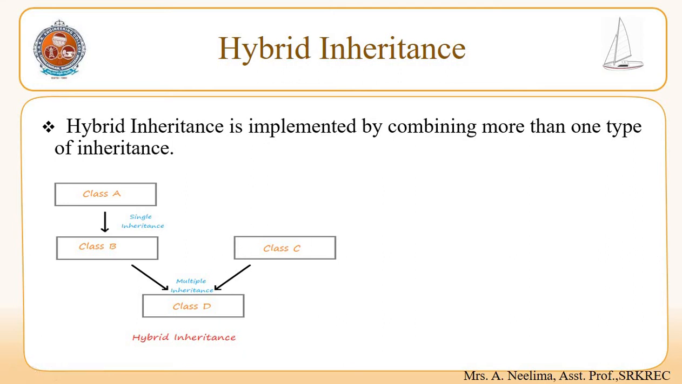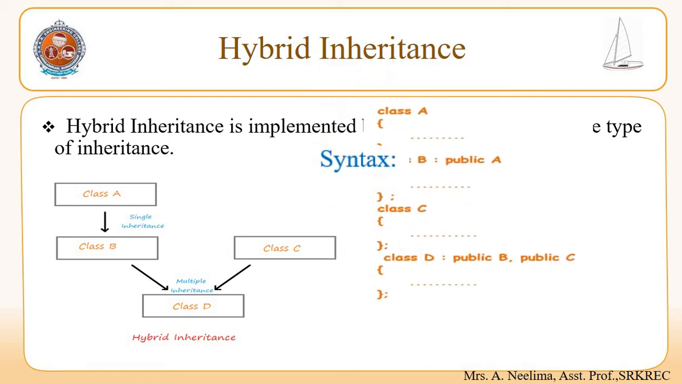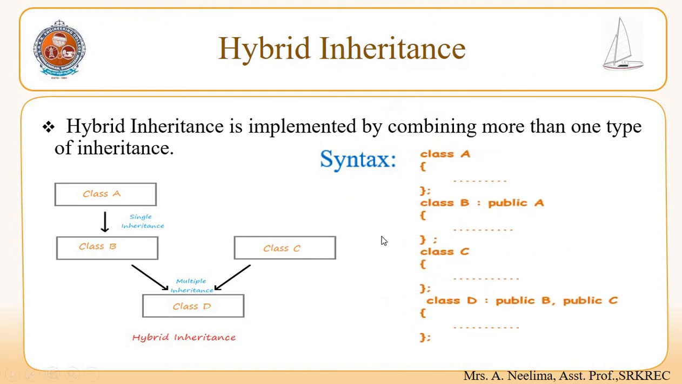Hybrid inheritance is used in a situation where we need to apply more than one type of inheritance in a program. And this is the syntax for hybrid inheritance. Here class A is one base class, and class B is a derived class, which is derived from class A. Class C is another base class, and class D is a derived class which is inherited from class B and class C. This is the syntax.